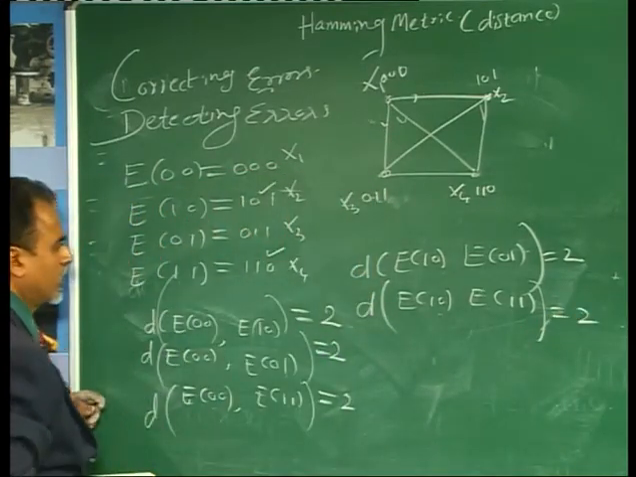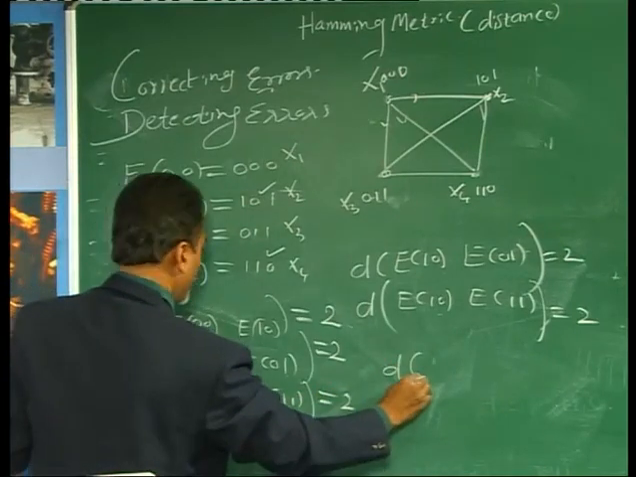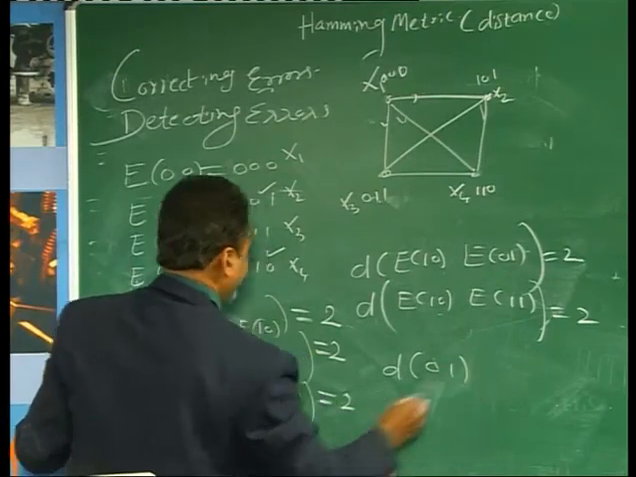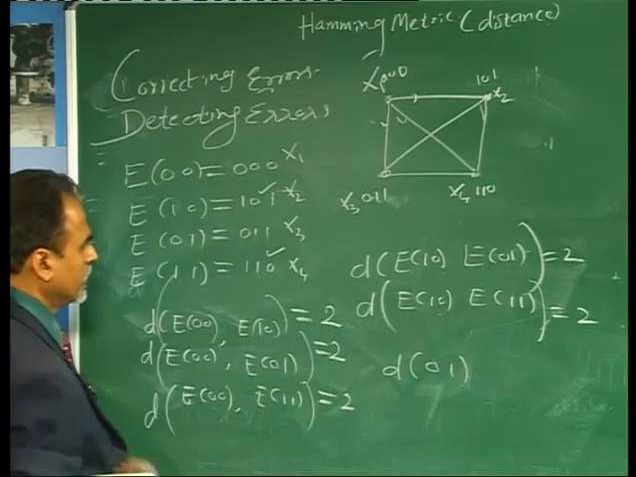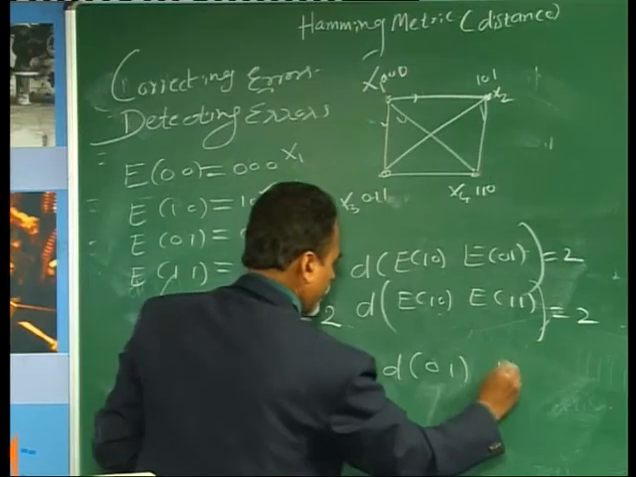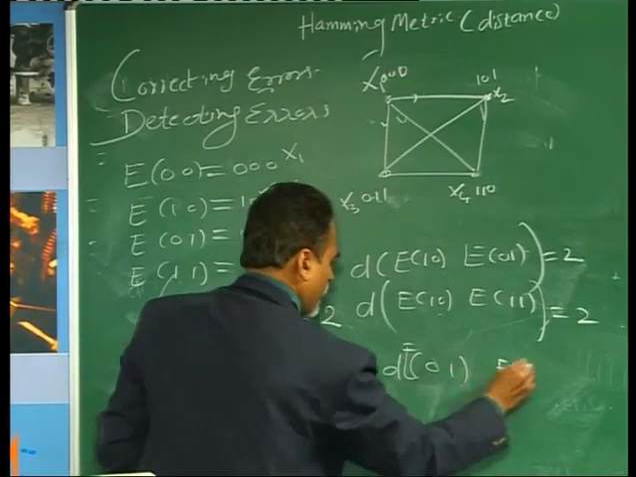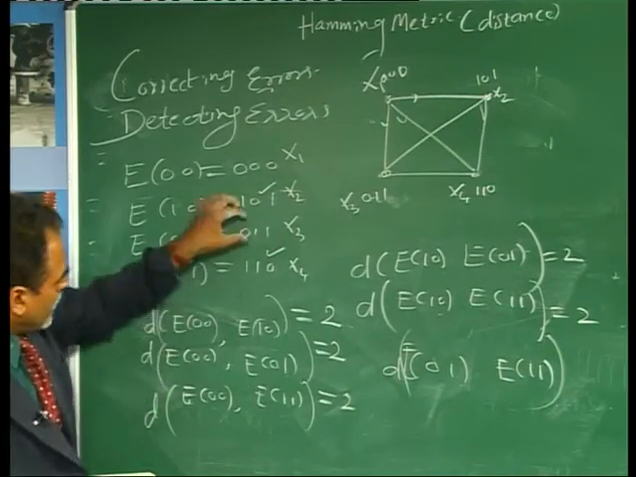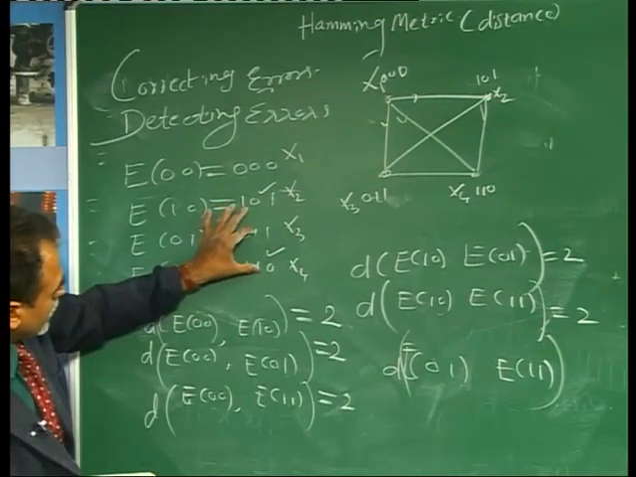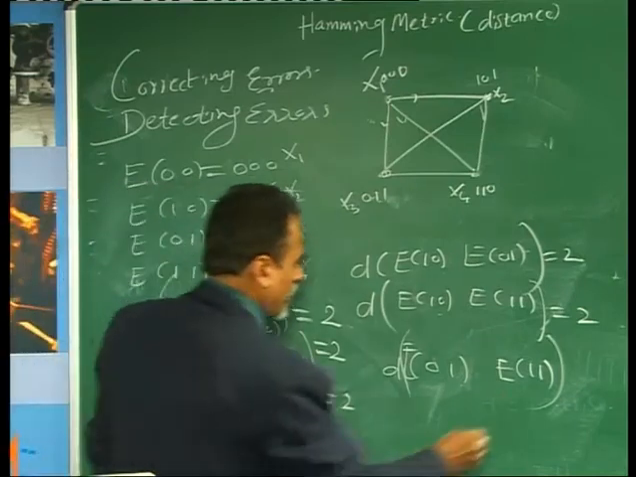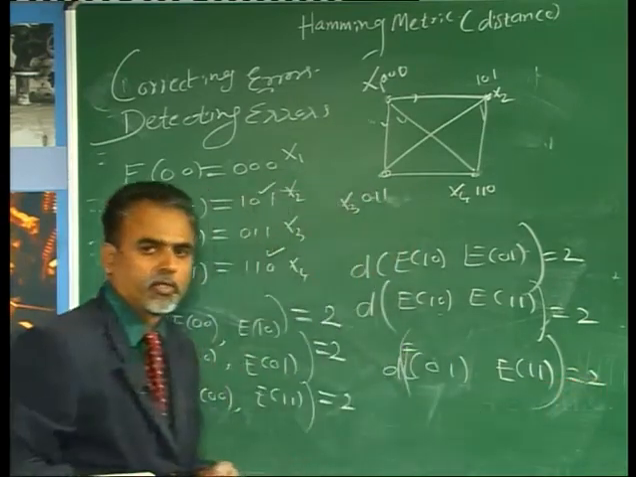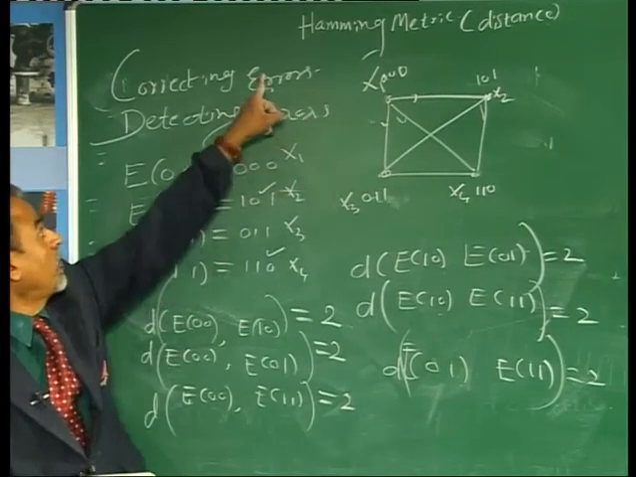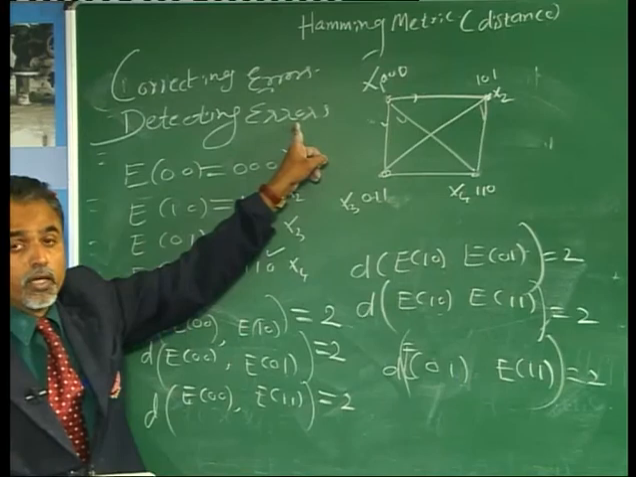Similarly, you can find the last distance, which is the distance between 0 1 and 1 1 and their code words. Can you tell just the distance between them? Very easily, different in one position, two positions again. So all the distances are 2, 2, 2 here. Sometimes these distances will vary. So depending on this distance, we try to find these correcting and detecting errors.